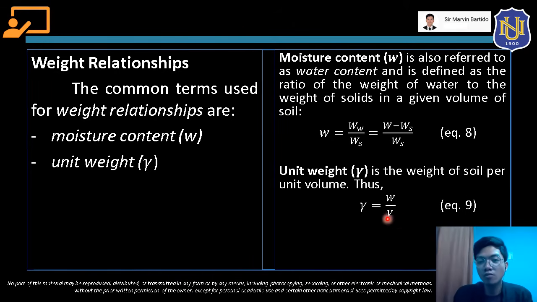And then for the total volume, this is composed of the volume of soil solid and volume of the voids. Volume of void, yun ay composed ng volume ng air at saka volume ng water. Okay, so this will serve as our equation 9 class, ha?